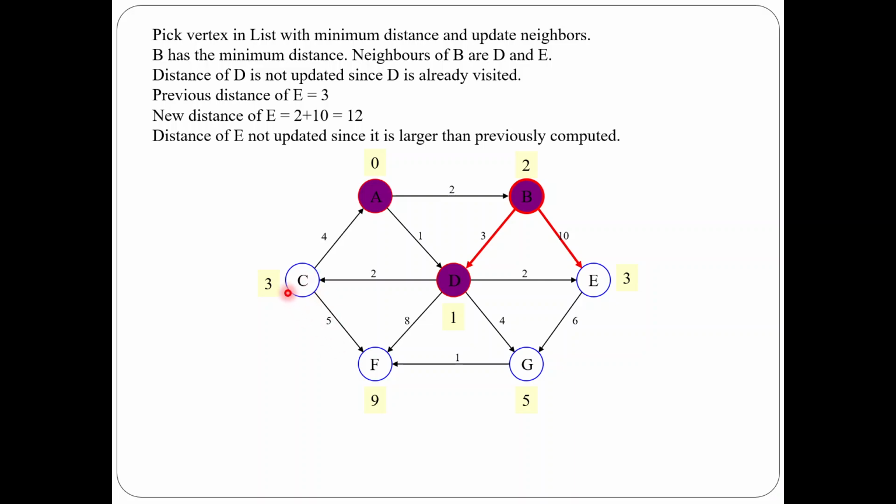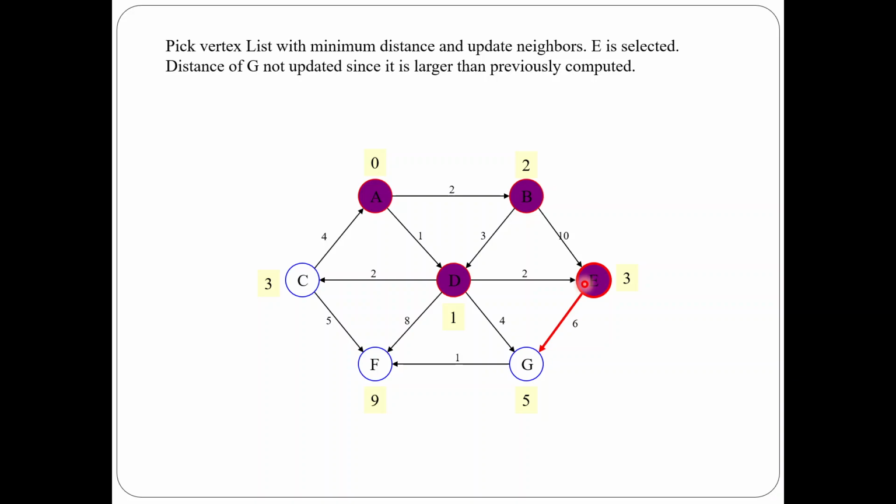Which is the minimum value over here? C and E are the minimum. So we will take E. Since we have taken B previously, we will consider the neighbor node itself. E is connected only to G. The E value is already 3, A to D and D to E is 3. And then 3 plus 6 is 9 to reach G.